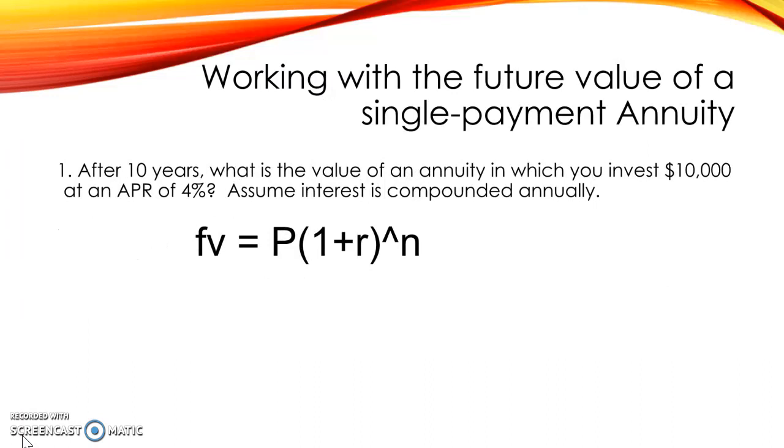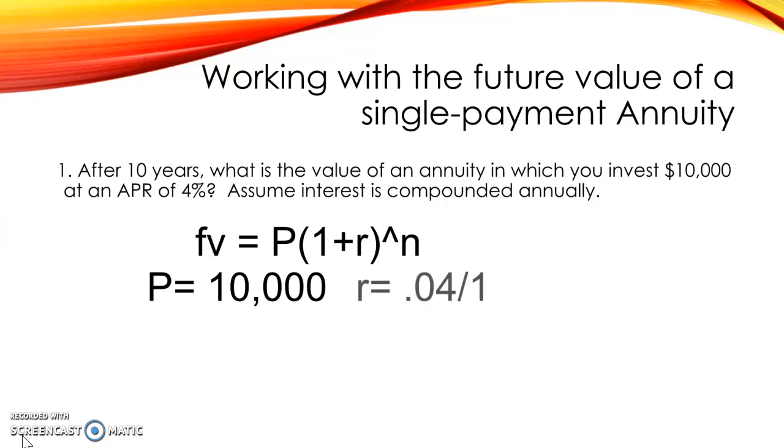All right, so let's try one here. After 10 years, what is the value of an annuity in which you invest $10,000 at an APR of 4%? Assume the interest is compounded annually. All right, our principal is $10,000. Our interest rate, 4% divided by 1, since it is compounded annually, it's compounded one time per year. And N would be 10. There are 10 times that this is going to be compounded, since it is 10 years.